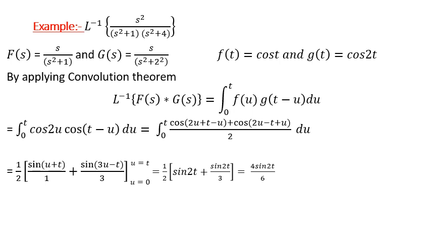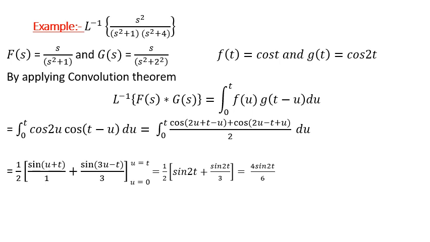Now when I'm going to substitute, I see g(t) is cos 2t, and t should be replaced with t minus u. That is going to be a little bit difficult. So I'm going to interchange f(t) and g(t) for convenience. So I'm going to take f(t) as cos 2t and g(t) as cos t. So I'm going to rearrange and substitute: integral from 0 to t. Instead of f(t), I'm going to write cos 2u. Instead of g(t), I'm taking cos t, so it is cos (t minus u) du.